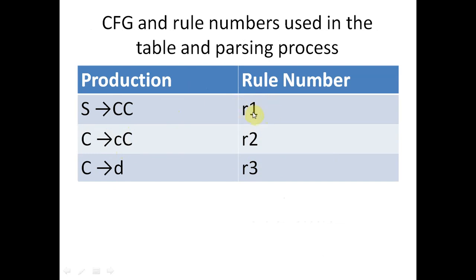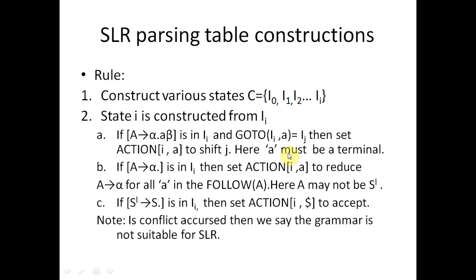This will be used for reduction. So at the time of reduction, which rule are we using? If CC occurs, then S will be replaced by that. If small c, capital C occurs, C will be replaced by that. If D occurs, then capital C will be replaced. So that reduction will be done with these rule numbers.